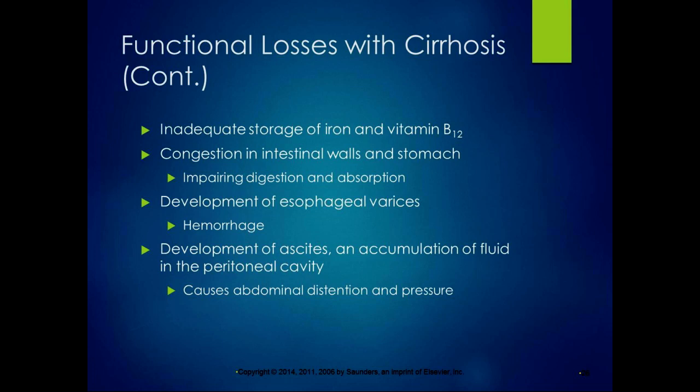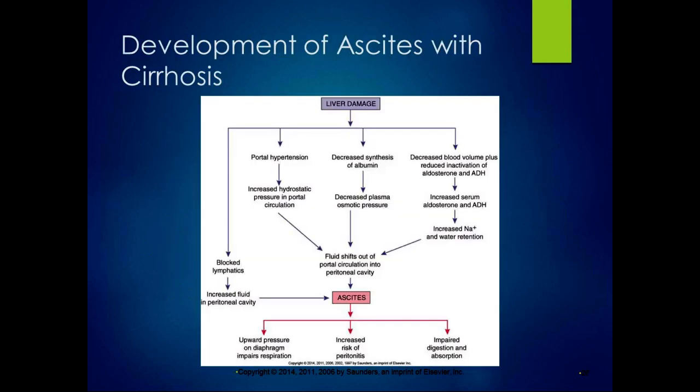Congestion in intestinal walls and stomach because of the impairments in digestion, and then that further impairs digestion and absorption. Development of esophageal varices and potential hemorrhage of those. Development of ascites, which is an accumulation of fluid in the peritoneal cavity. It causes abdominal distension and pressure. That ascites can also interfere with your breathing because the abdominal distension doesn't let your lungs fully inflate. So it's a cascade of problems.